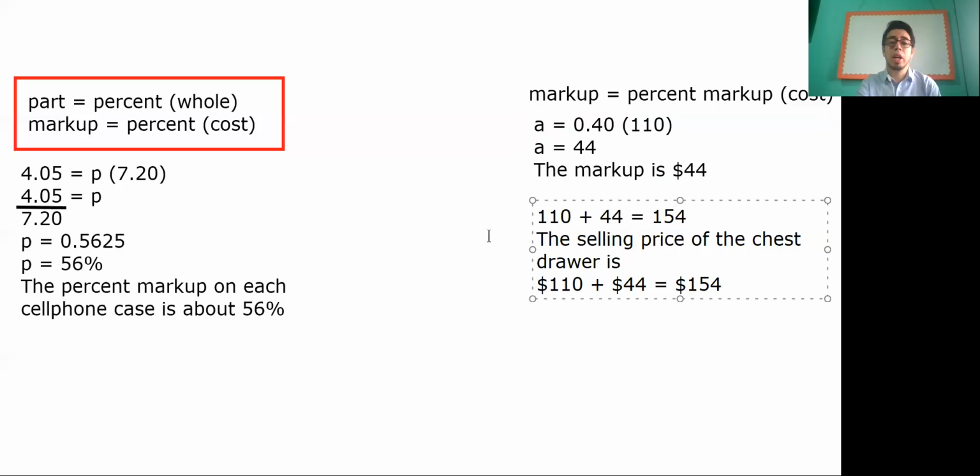So what we do, again, we find the markup. The markup is the increase on the price. And when you have it, you are only going to add this to the original price because you want to know the price that they are going to sell this item. Okay.